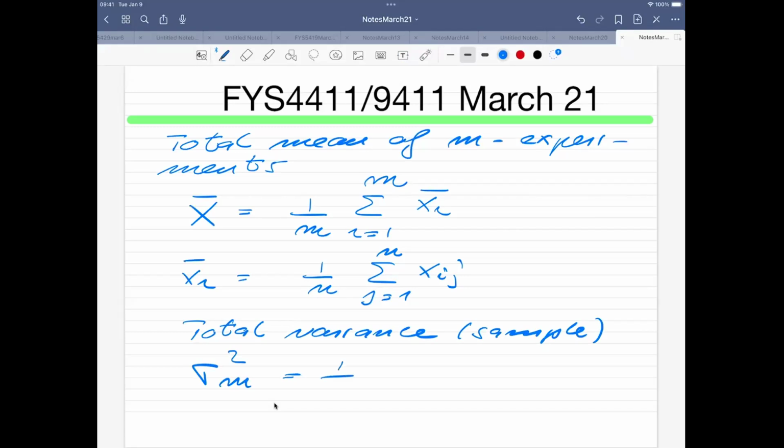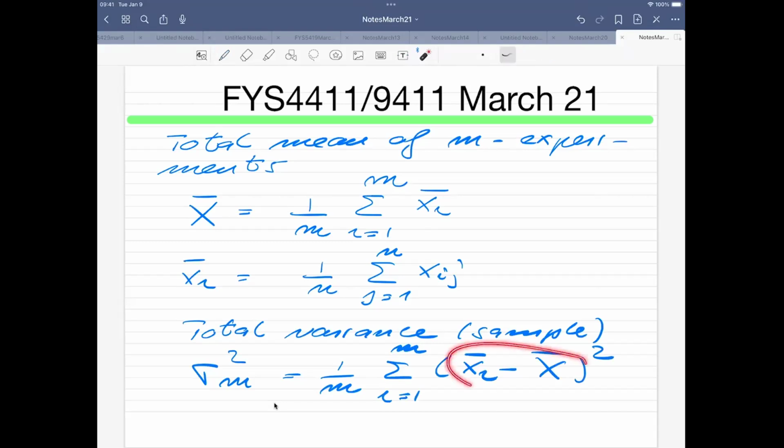This is obviously given by 1 over m, and then we have a sum from i equal 1 up to m. And now I'm just looking at the mean value of a given experiment minus the total mean. But I can rewrite that in terms of the individual experiments. I'm also going to introduce a new variable here. If you now look at this quantity which you have here, I can now rewrite this in a more compact way.